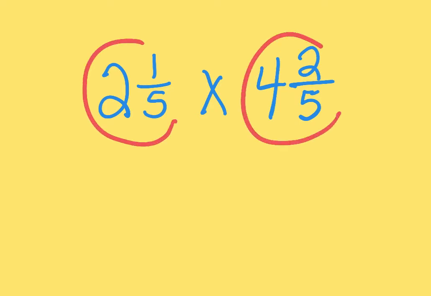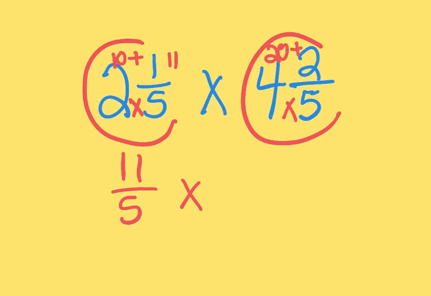Now, these are very time consuming, and sometimes kids get discouraged, but don't. The process is very simple. You've just got to take your time and make sure you do it. 5 times 2 is 10. 10 plus 1 is 11, so that becomes 11/5 times 5 times 4 is 20. 20 plus 2 is 22, so that becomes 22/5.